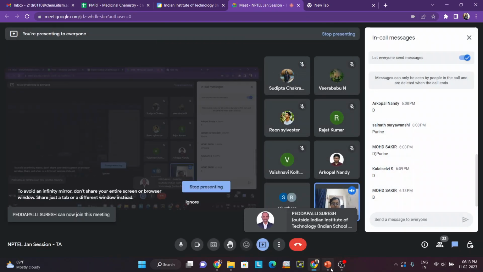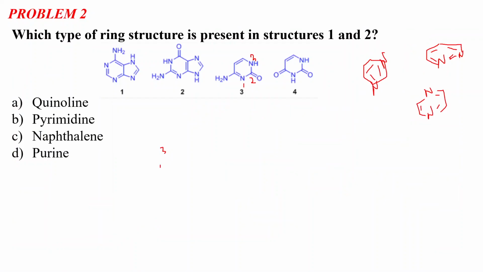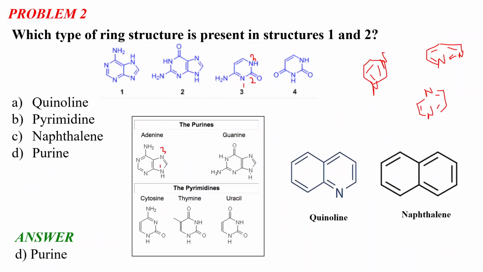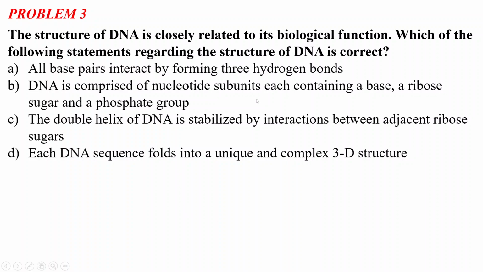So, we have one answer till now, and it says that it is B. Okay. So, let others try. So, this was the question. Number B says DNA is comprised of nucleotide subunits containing a base, ribose sugar and a phosphate group. Okay. Let us see.